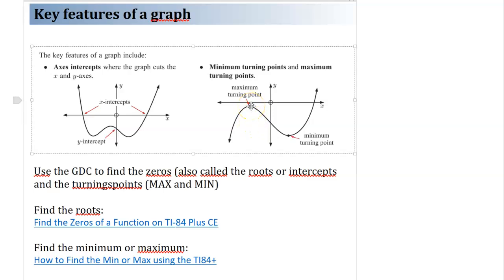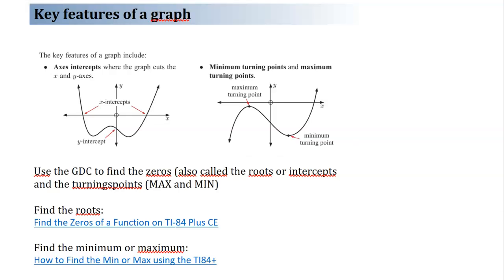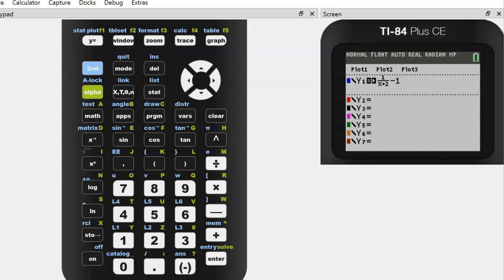And then you have to be able to find the turning points. Here we have a maximum and here we have a minimum. I have a video for that down here. So in order to find these over here, I'll show you how to do that using the calculator.